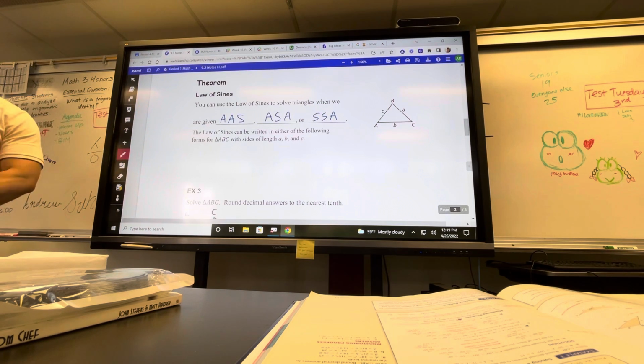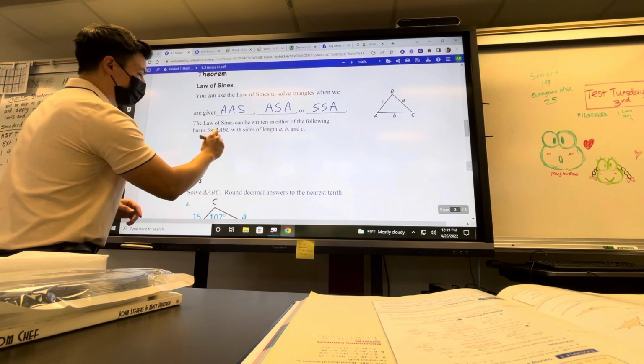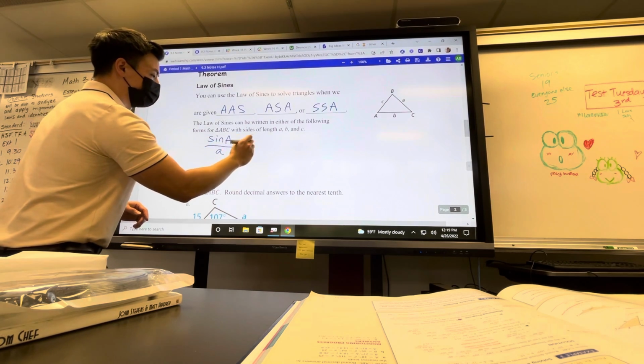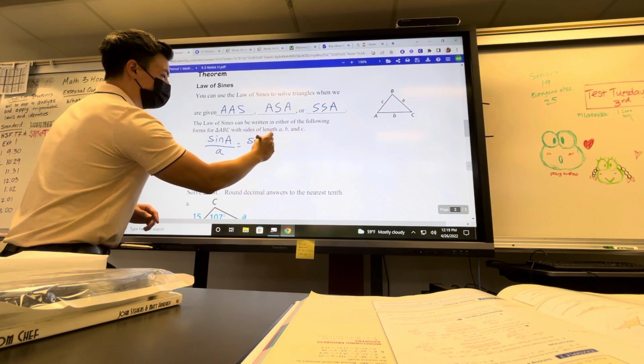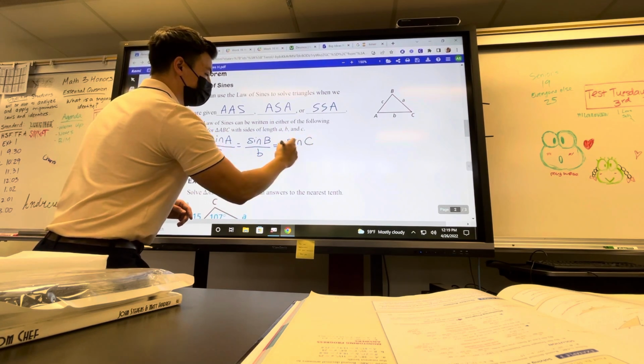We can use these here, and our equation is going to look like this. We have sine of angle A over a is equal to sine of angle B over b equals sine of angle C over c.